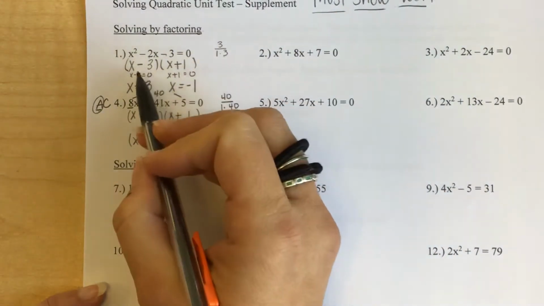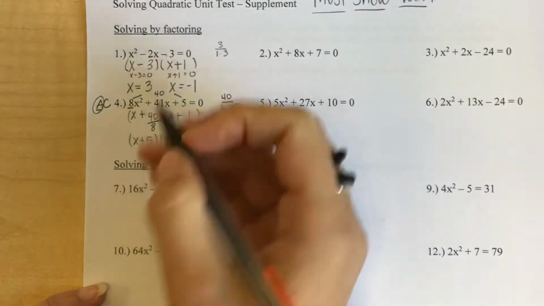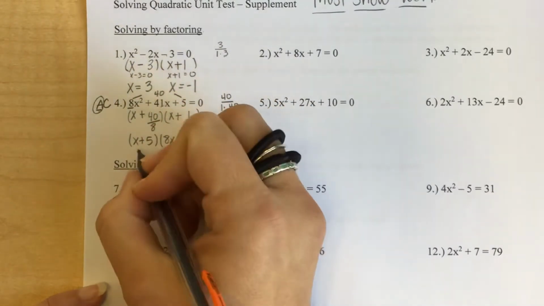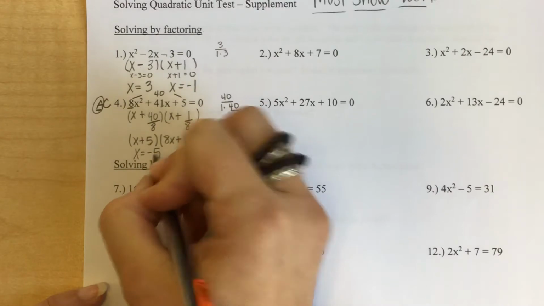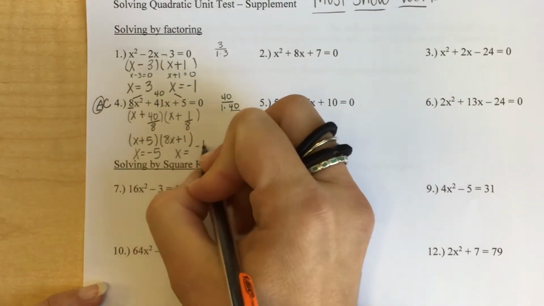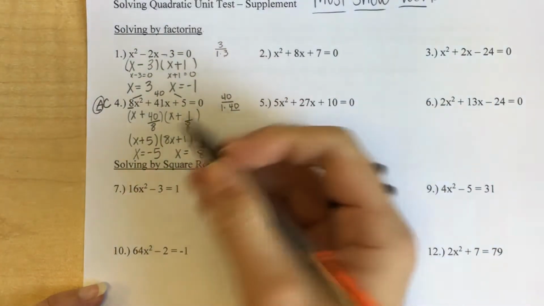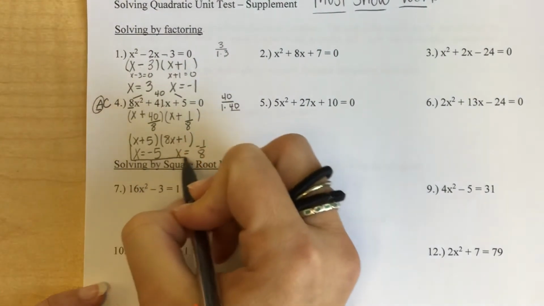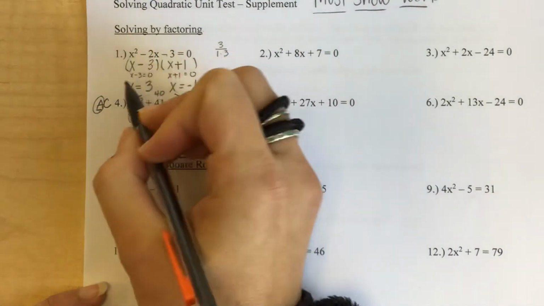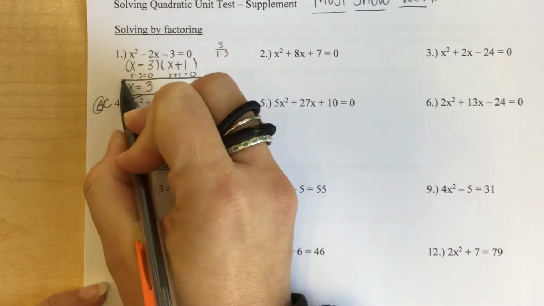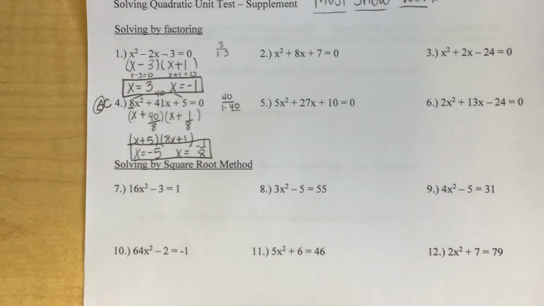And then just like up here before when we were solving, we imagined these to equal 0. So then x would equal negative 5 and x would equal negative 1/8. And those are my two solutions. There and there. Okay, so that's factoring.